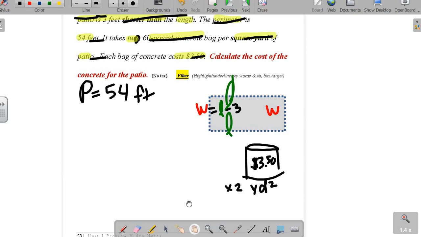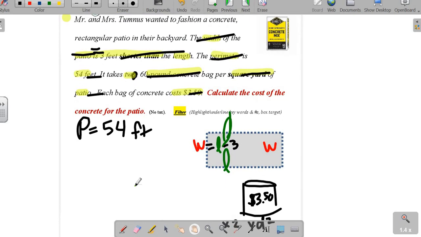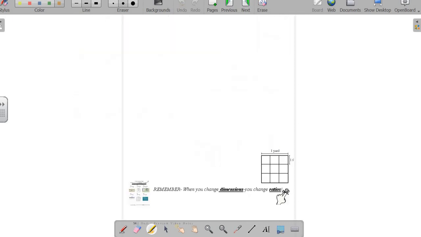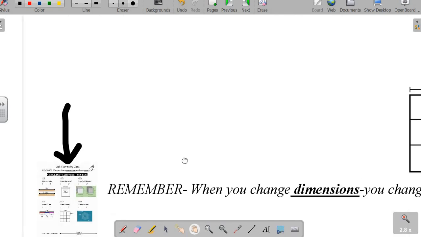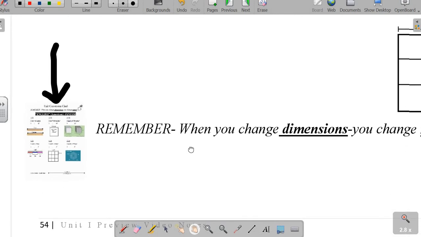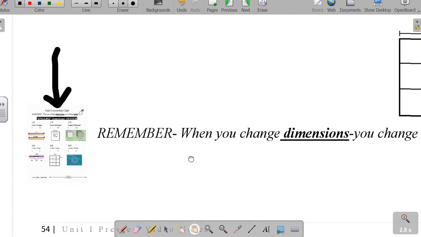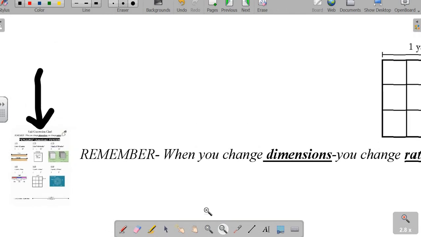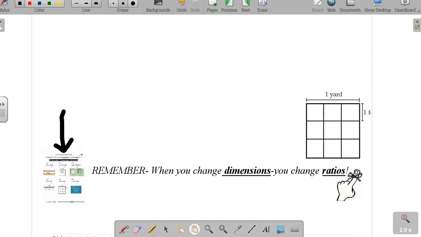Okay, notice, very, very important. The units of our patio are in feet. The concrete is talking about square yards. Let's come over here and do a quick study. In your reference booklet, there is this page in the beginning of your reference booklet about converting units. It's super important you understand this.